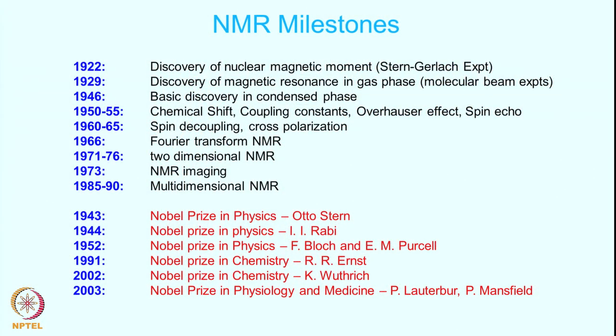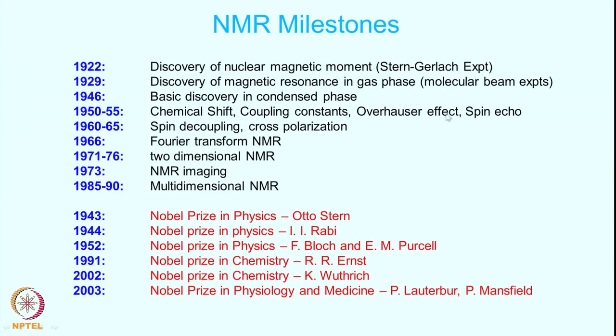Subsequently, this continued, and in the condensed phase, the basic discovery was made in 1946 by two groups, one at Stanford led by Felix Bloch, the other at MIT led by E.M. Purcell, and they shared the Nobel Prize in 1952. In the 1950s, a large number of major discoveries were made: the chemical shift, coupling constants, Overhauser effect, spin echo. Each one of them is such an important technique. They revolutionized applications in various areas.